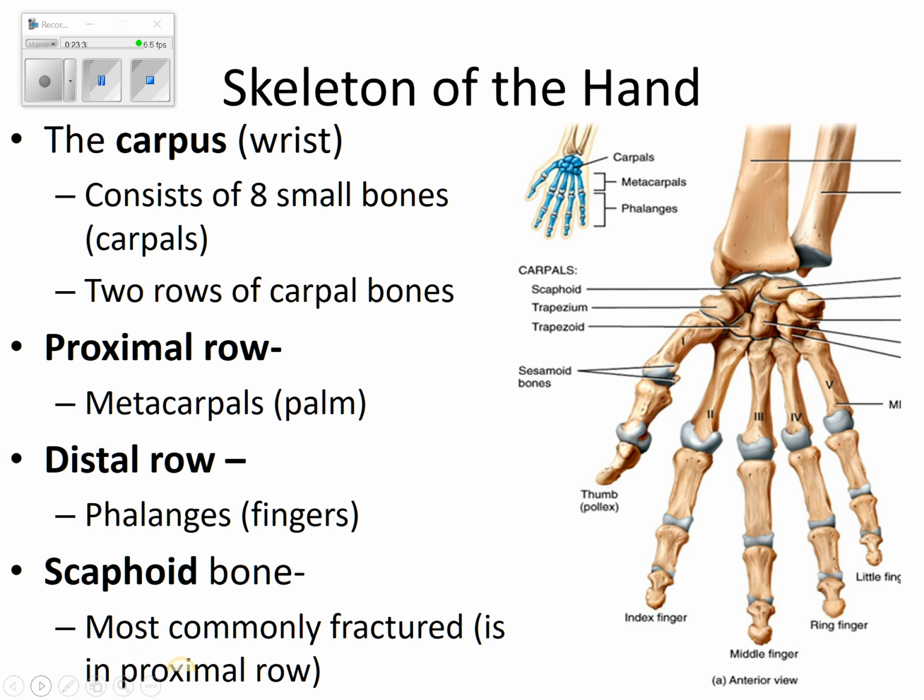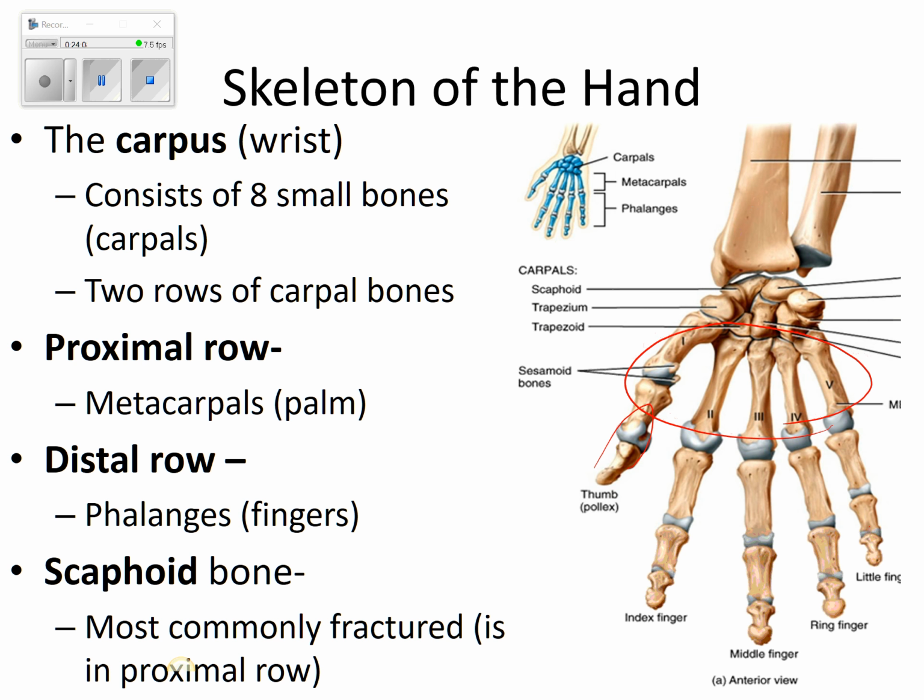And next you have the skeleton of the hand. You have the carpus, which is the wrist. It consists of 8 small bones, which are the carpals. You have 2 rows of the carpal bones. You also have the metacarpals, which is the palm. You see the palm of the hand. You also have the distal row, which is the fingers, the phalanges. On the actual fingers, you have 3 bones. On the thumb, you have 2 bones in the phalanges.